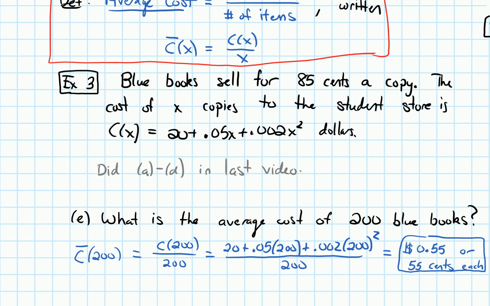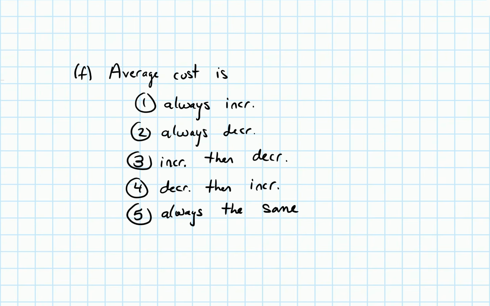Next, let's figure out when our average cost is increasing and when it's decreasing. This is part F. It's a multiple choice question. It's asking whether average cost is always increasing, always decreasing, and so on. We have these answer choices, and we need to figure out which is correct about average cost. To answer this, we're going to need to figure out when the average cost is increasing and when it's decreasing.